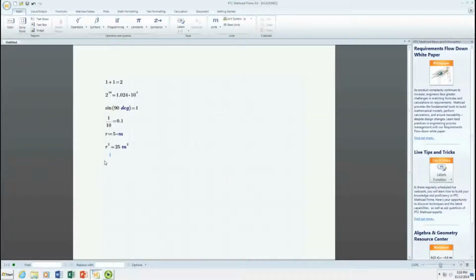Let's do something else here. Area equals, oops, I have to do an assigned equals. I got an error message, so I have to use my colon equals.